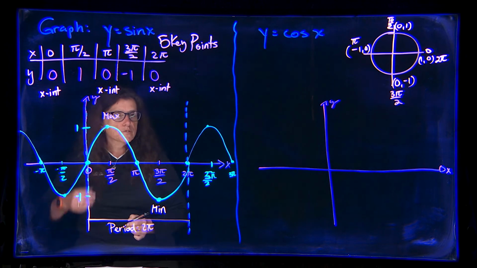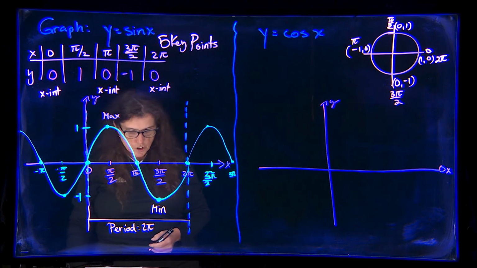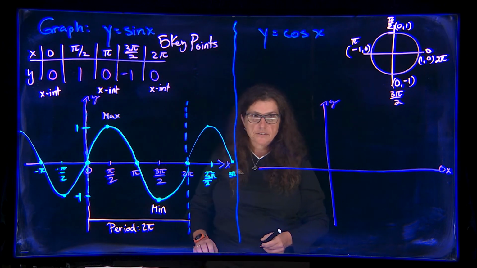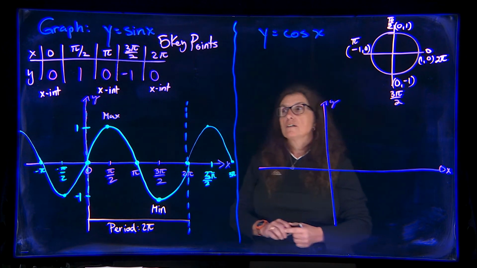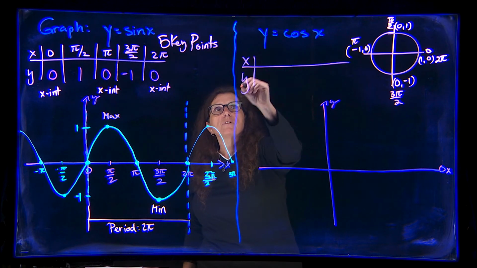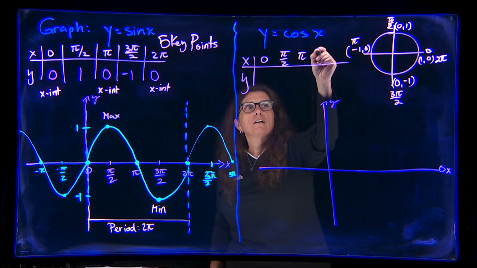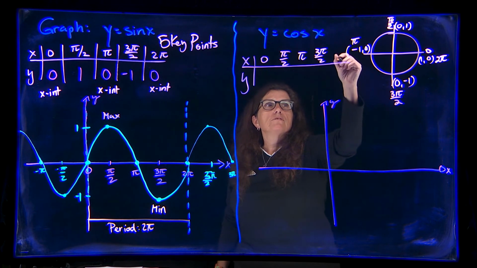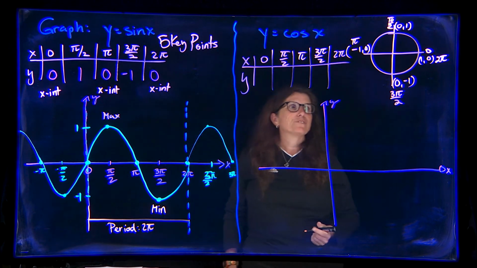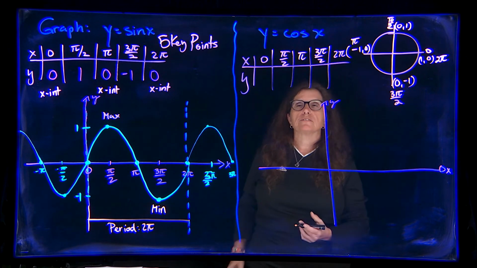If we do some transformations and shifting, then of course the period may change. Now let's take a look at a cosine. The 5 key points are still the same: x, y, so 0, pi over 2, pi, 3 pi over 2, and 2 pi. Now again, that is something you need to memorize. That has to come naturally to you.